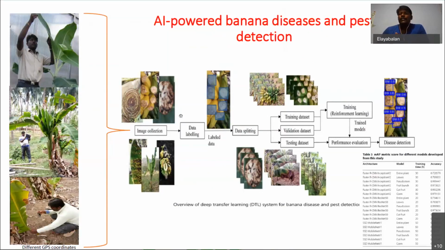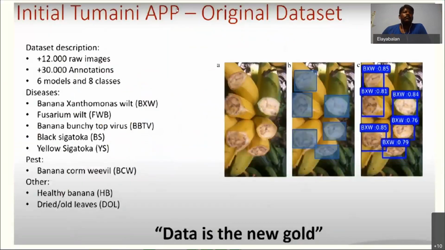Okay, we will see step by step how we developed it, how we validated it, and how it is giving the result. So we have the data sheet: 12,000 raw images, 30,000 annotations and 6 models. Internationally, if you look out, bananas have more fungal, bacterial and viral diseases.